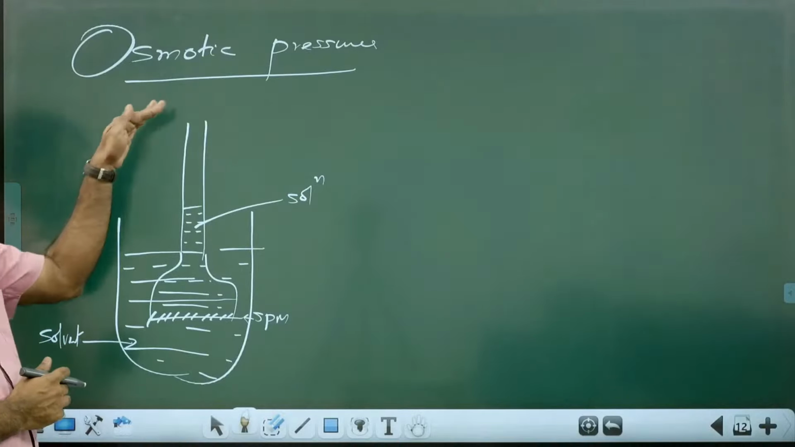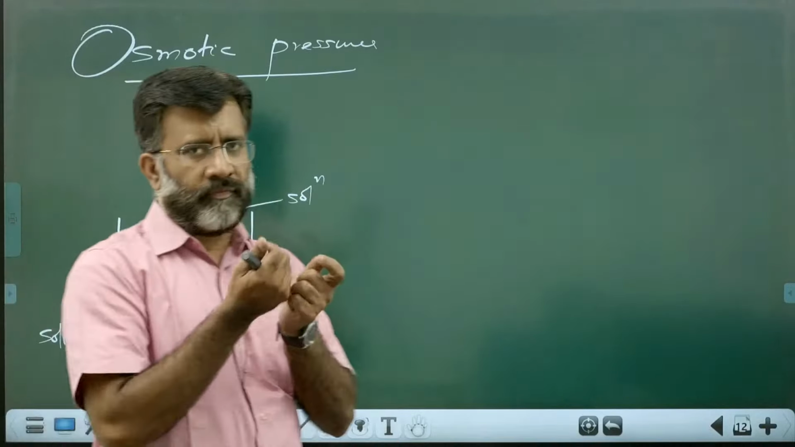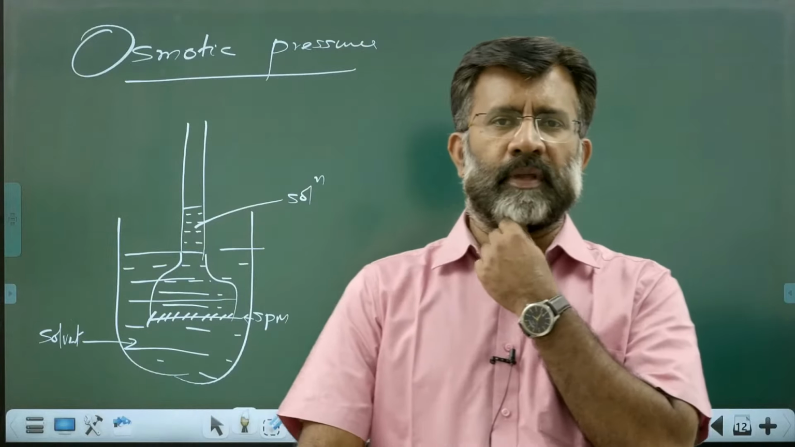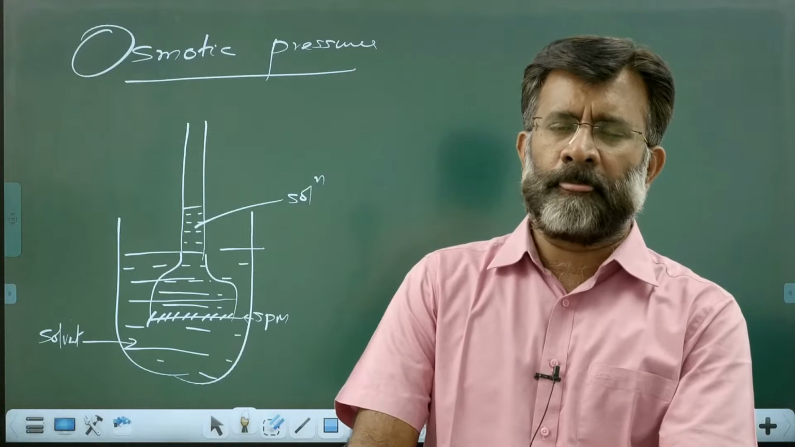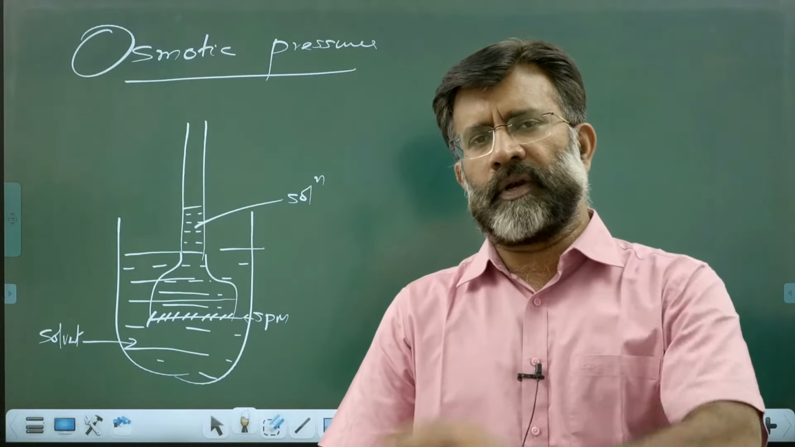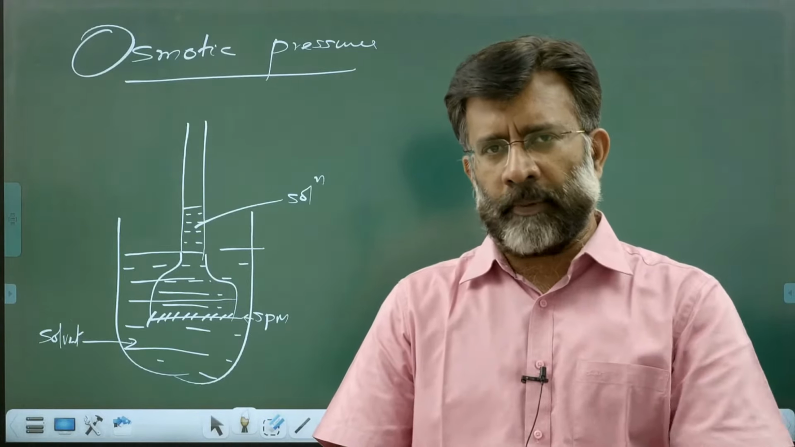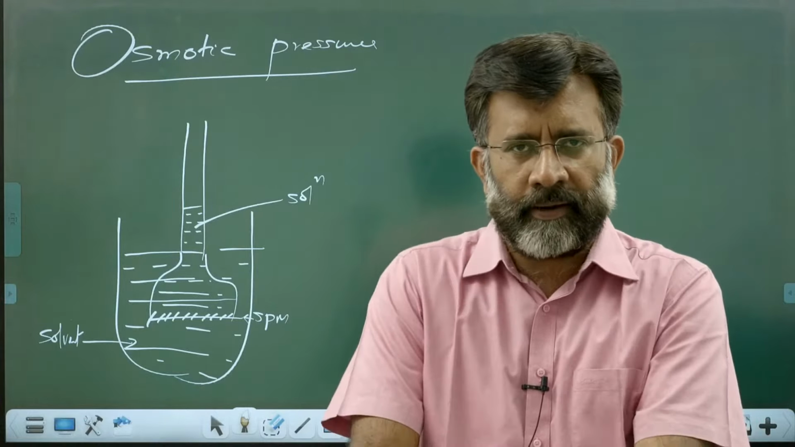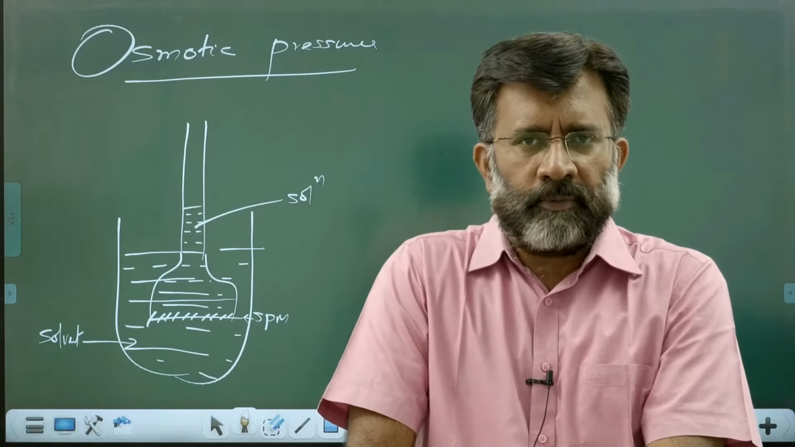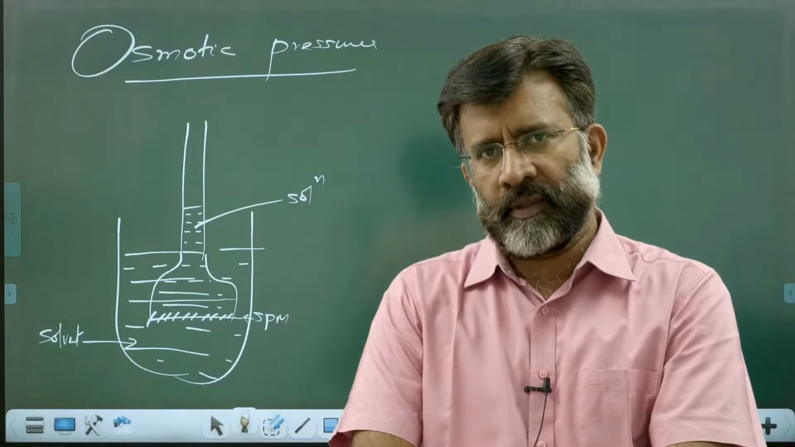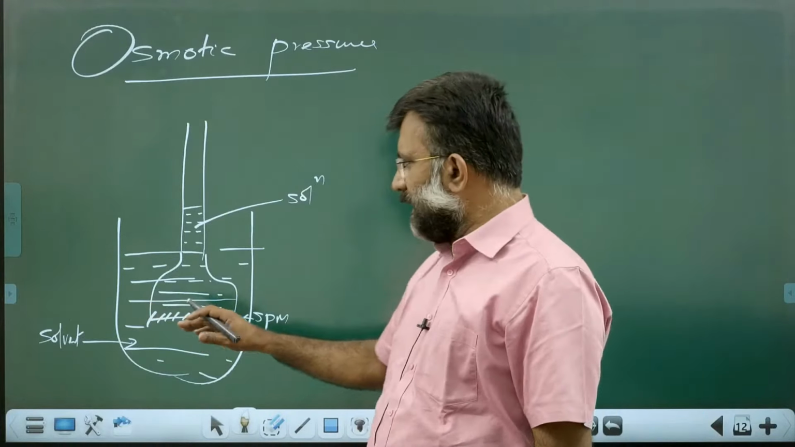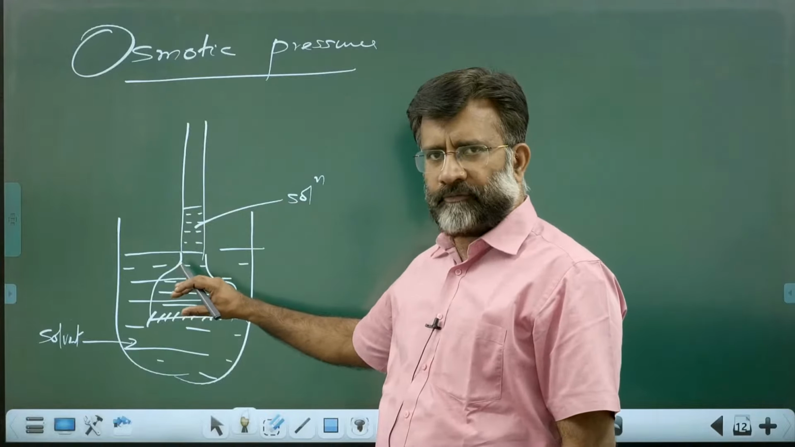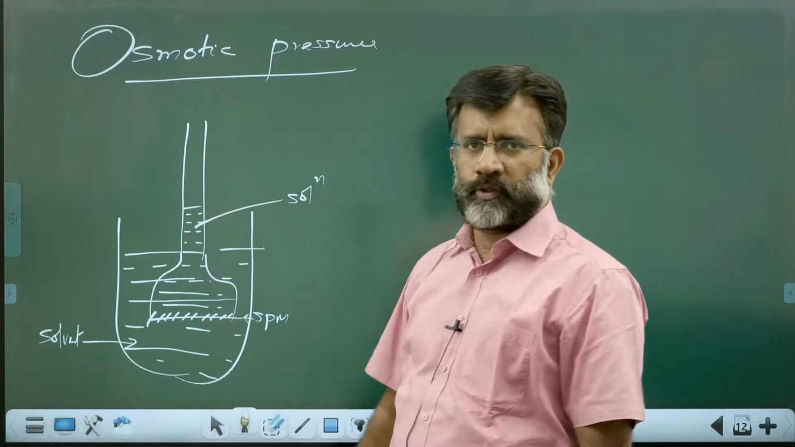So we are taking an inverted funnel, the mouth of which is closed using a semi-permeable membrane. What is a semi-permeable membrane? All of you know. It permits the flow of solvent molecules, not the solute particles. Example, copper ferrocyanide, a famous, popular artificial semi-permeable membrane. The mouth of the funnel is blocked with that, and we are taking a solution in that funnel and it is immersed into a suitable solvent.